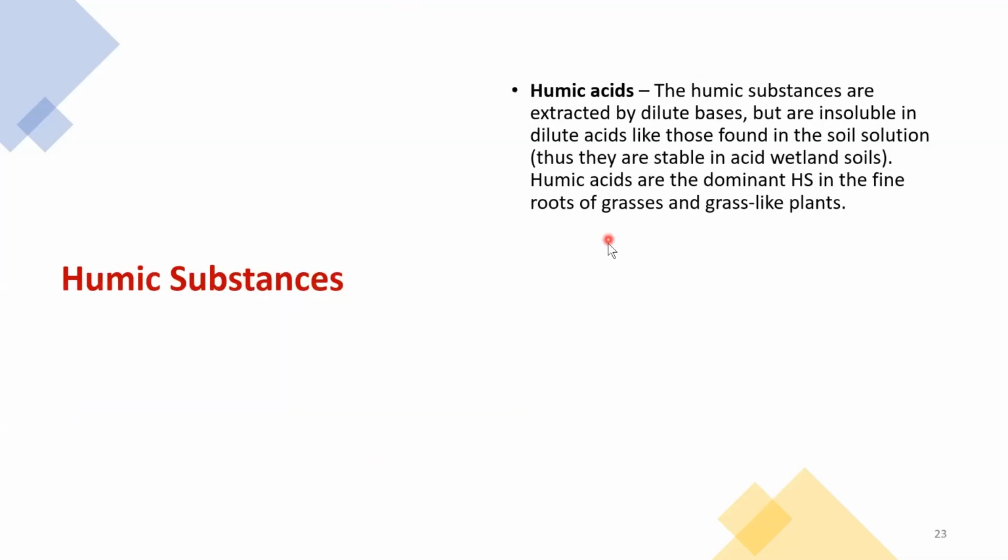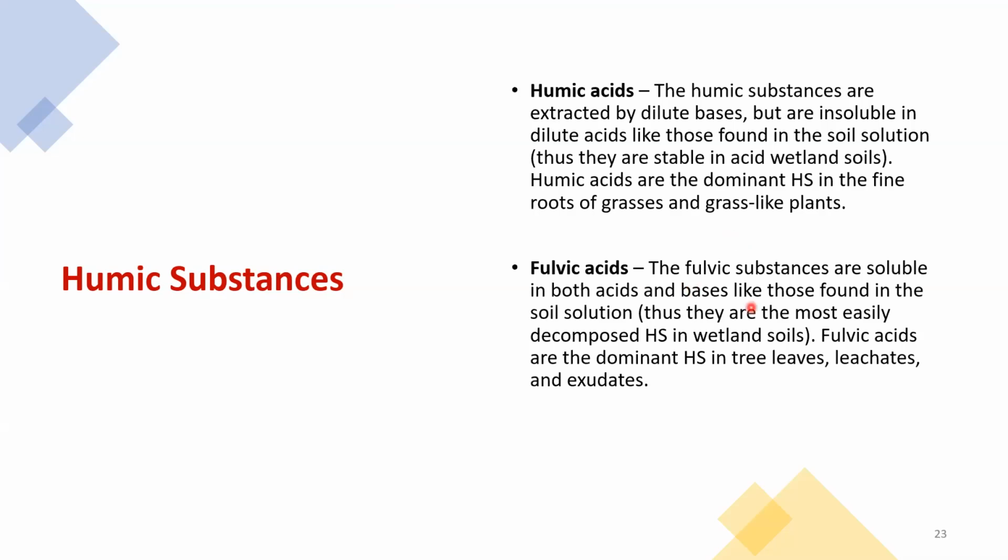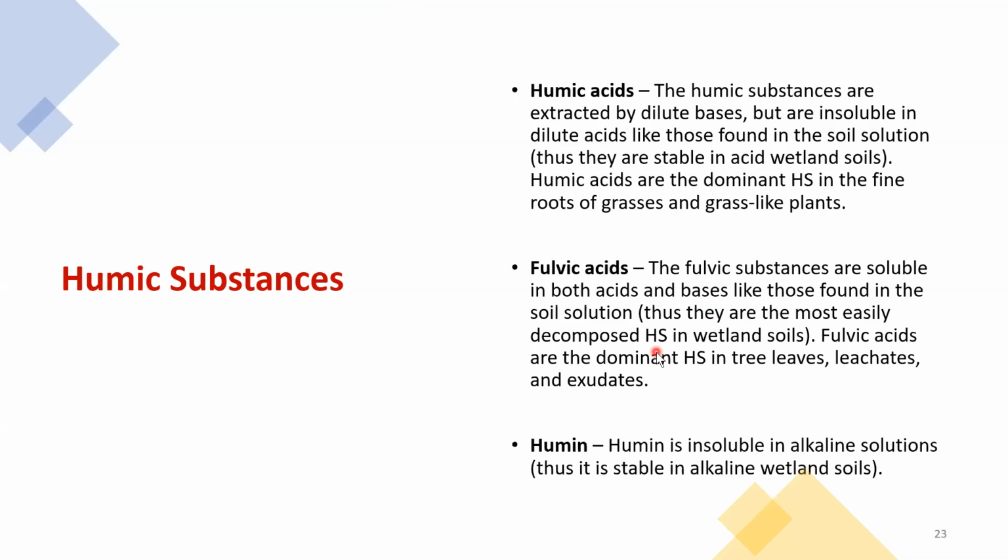And humic substances, humic acid: the humic substances are extracted by dilute bases, but they are insoluble in dilute acids like those found in the soil solution. Thus, they are stable. If they were soluble in dilute acids, they would decompose easily. Fulvic acid substances are soluble in both acids and bases like those found in the soil solution. Thus, they are the most easily decomposed humic substances in wetland soil. So among humic substances, the fulvic acids are mostly soluble.